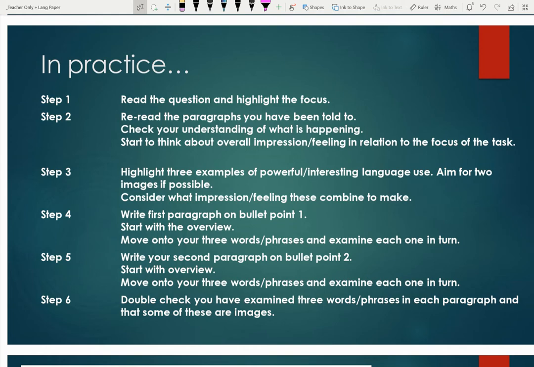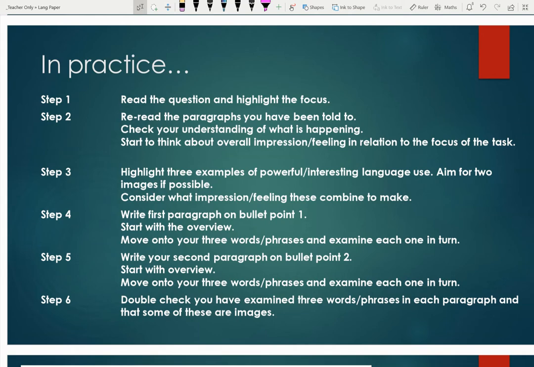Then reread the paragraphs that you've been told to. Check your understanding of what's happening in the paragraph. Make sure you get it. And then start thinking about that overall impression and feeling in relation to the focus of your task. Then move into picking out 3 examples of powerful, interesting language use. Aim for 2 images if you can. Obviously, if you can't, find 2. Make sure you choose at least 1. And then start thinking about what the overall effect of those 3 examples is, because that will help you write your overview statement.